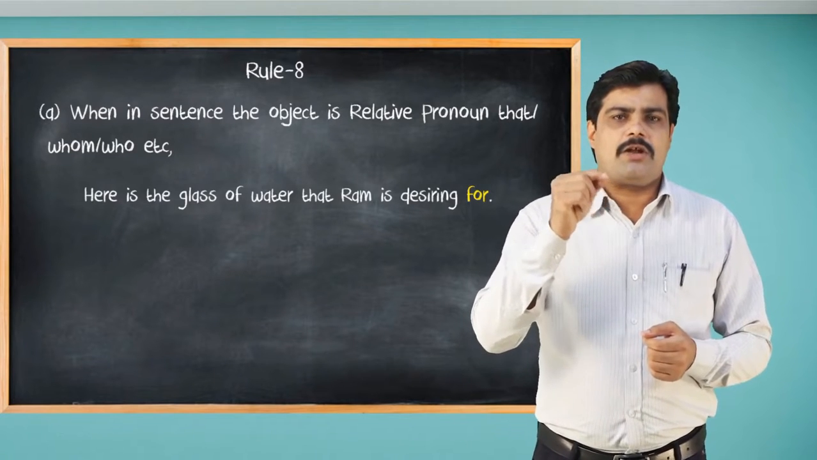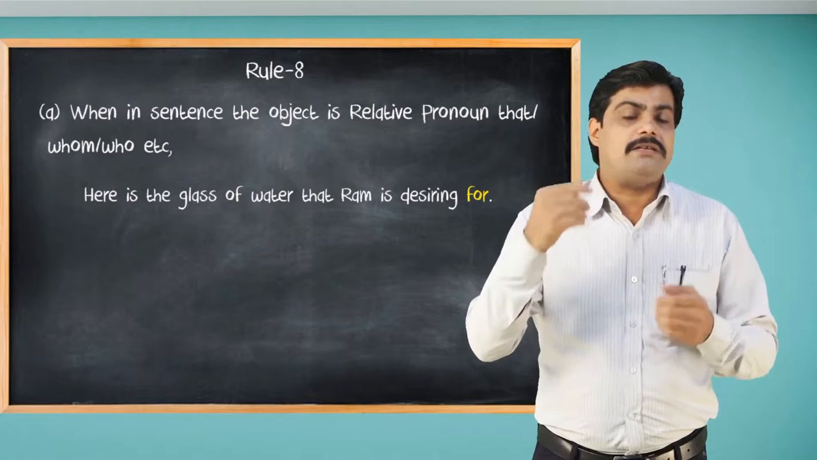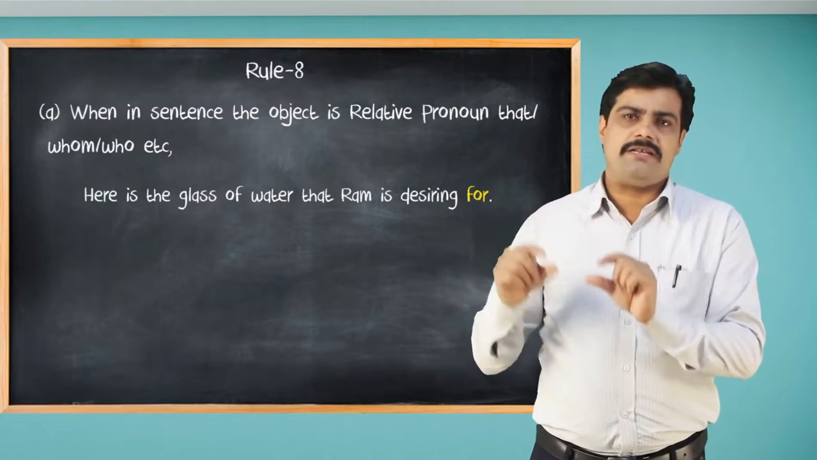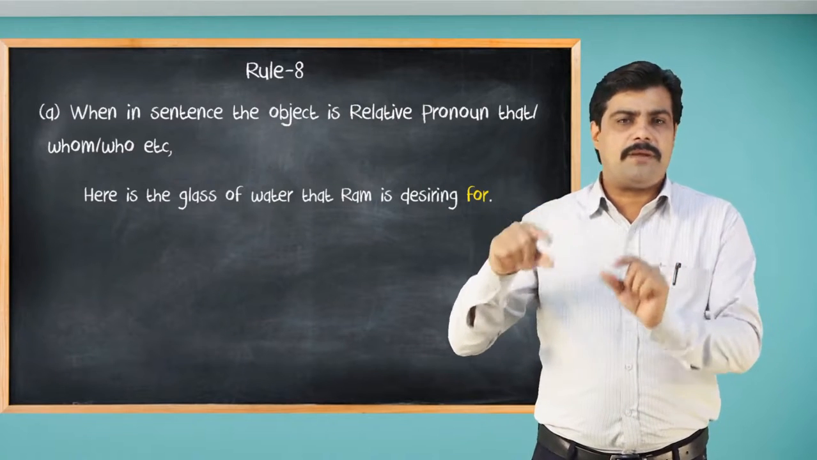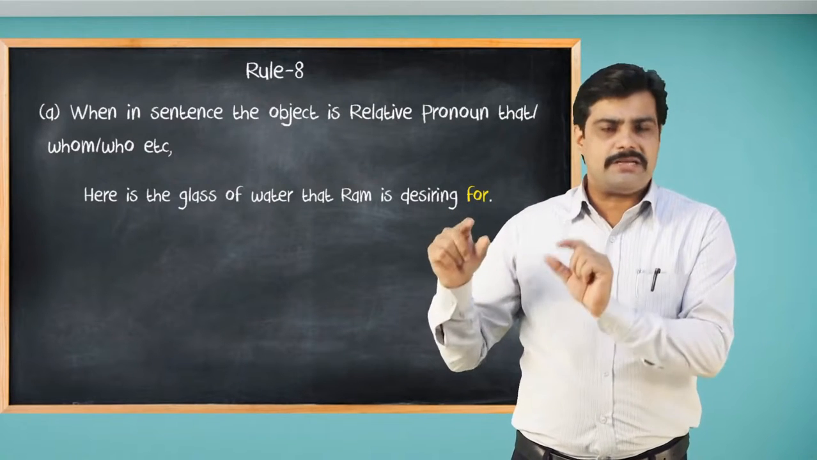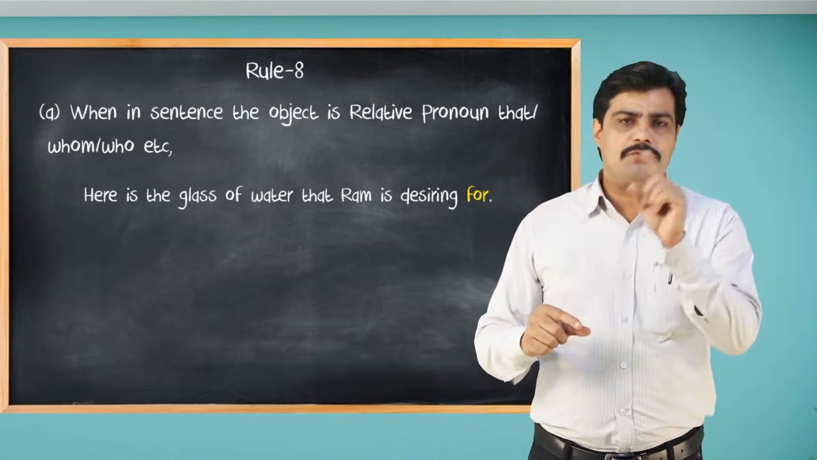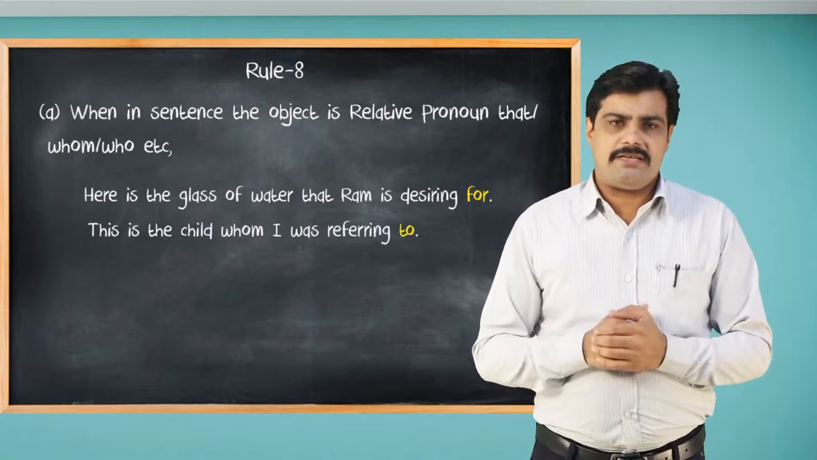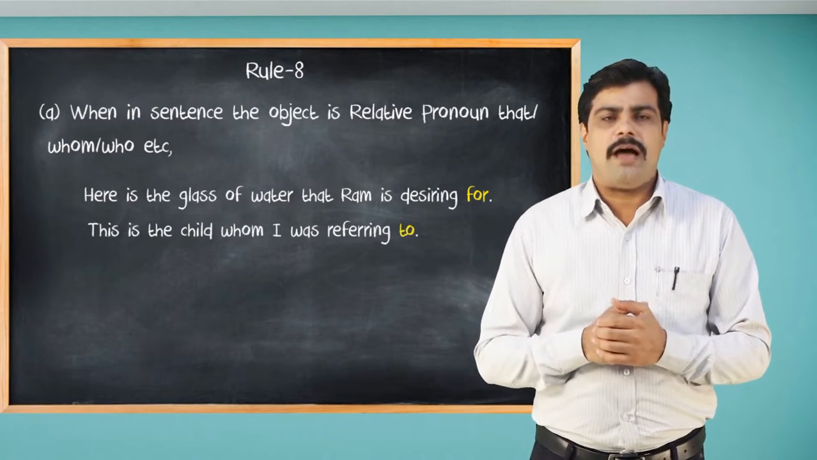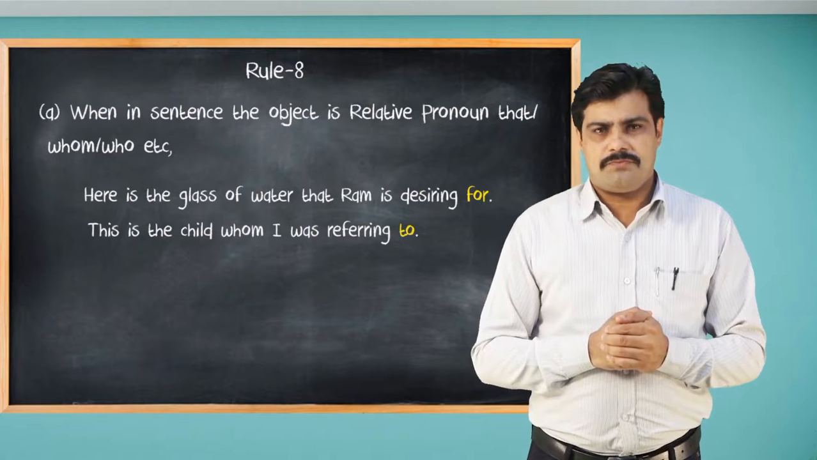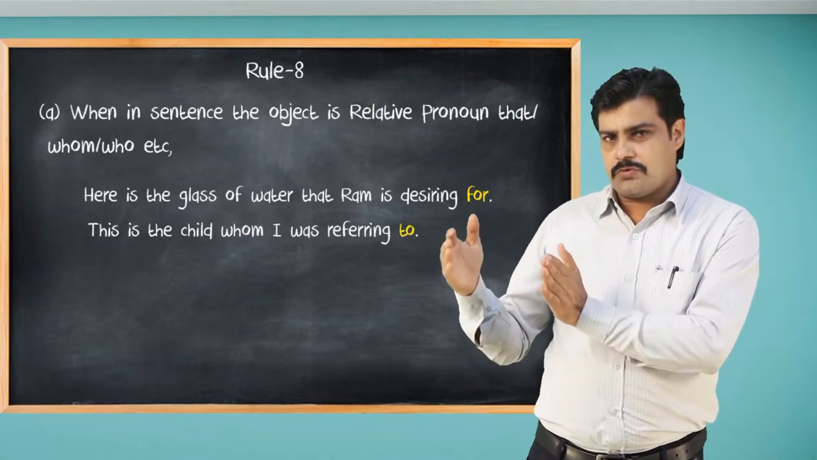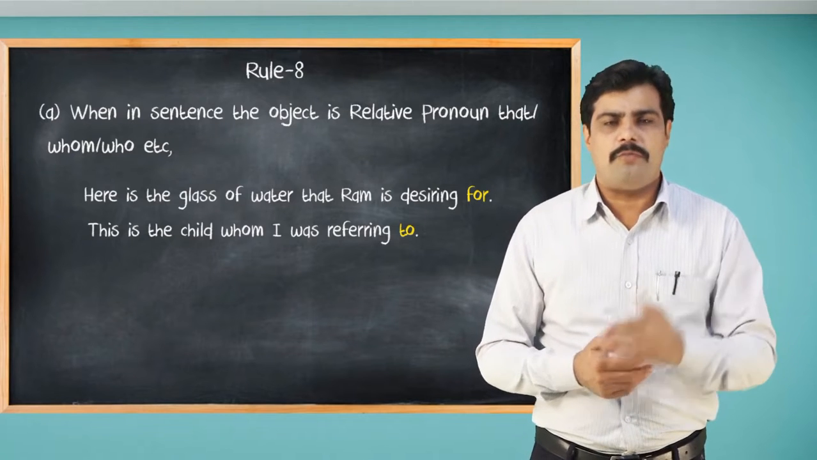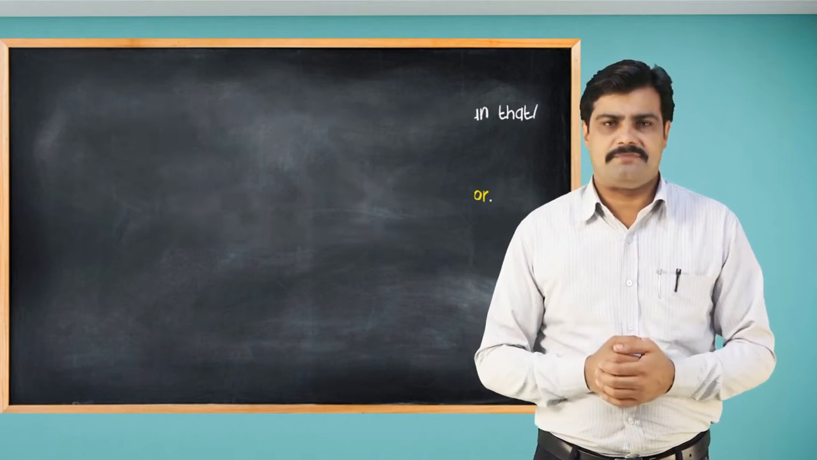Here is the glass of water that Ram is desiring for. So in the last of the sentence, we have used the preposition for, right? It is right because we have used a relative pronoun before Ram. Let's see another sentence. This is the child whom I was referring to. In the last, referring to is a preposition we have used because the relative pronoun whom is there. So it is right.